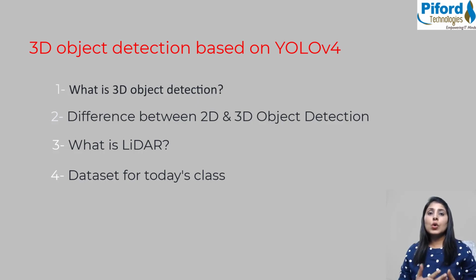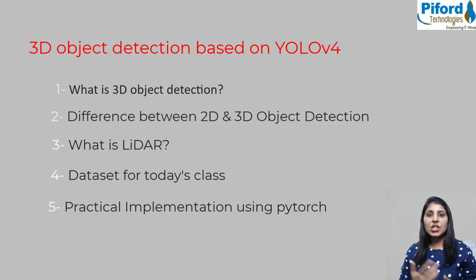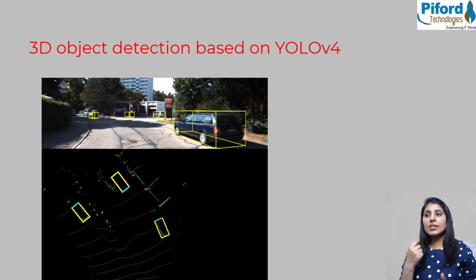After that I'll show you the practical implementation step by step, and we'll implement this YOLO V4 for 3D object detection in PyTorch. And by the end of this video you will be able to achieve this kind of output. You can see that a 3D bounding box is there on all the objects. So this is what we are going to do in today's class.